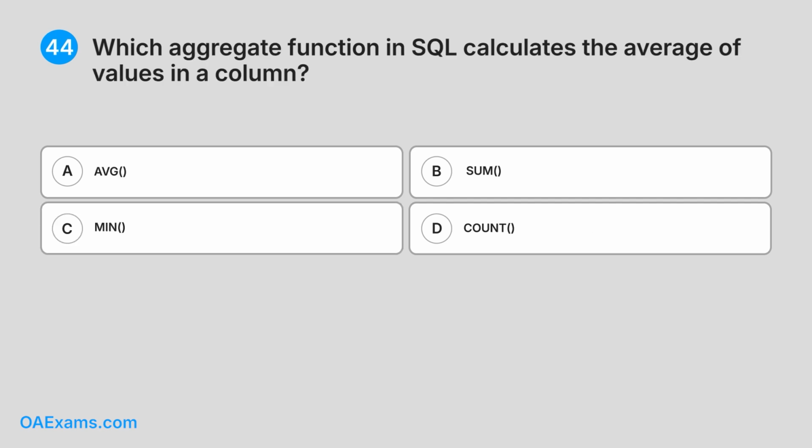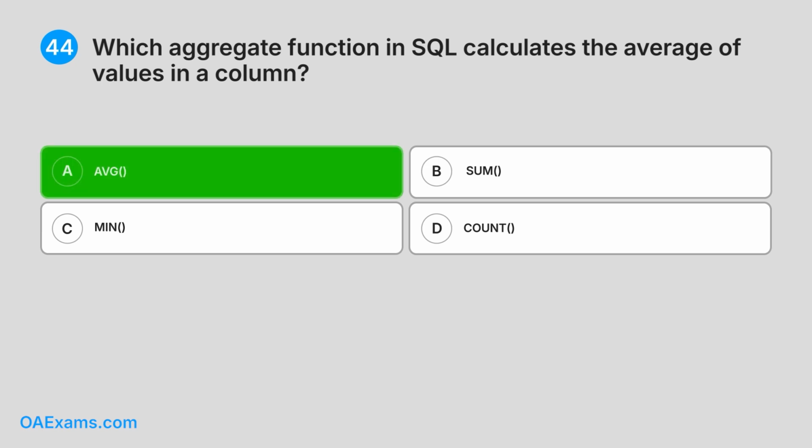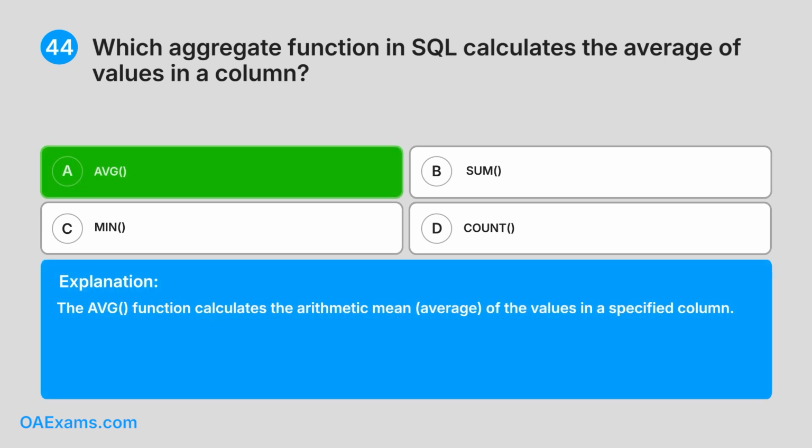44. Which aggregate function in SQL calculates the average of values in a column? A. AVG, B. SUM, C. MIN, D. Count. Do you know the answer? Correct answer. A. AVG. Explanation. The AVG function calculates the arithmetic mean, average, of the values in a specified column.